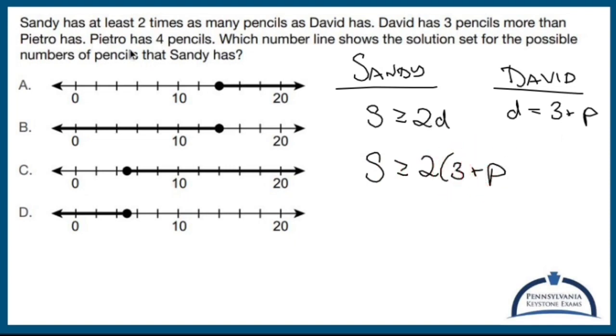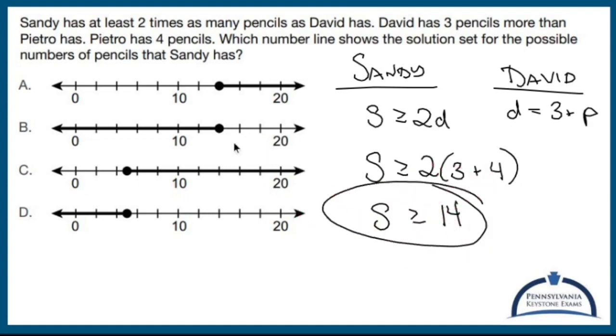Oh, and Pietro has 4 pencils. So let's turn that P into 4. So 3 plus 4. Oh, I didn't even notice that. There we go. That makes life a lot easier. So Sandy is 2 times David, and David is 3 plus Pietro, and Pietro is 4. So 3 plus 4 is 7, and 2 times 7 is greater than or equal to 14. So I need the one that's greater than or equal to 14, which is U.